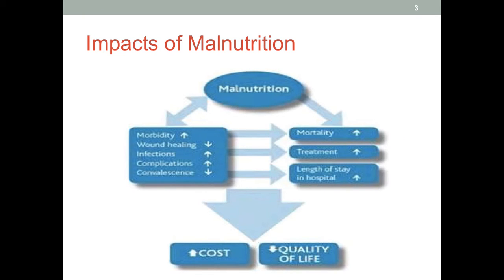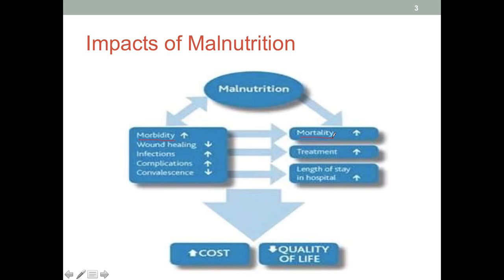So the impacts of malnutrition. This is kind of why professionals are focusing so much on malnutrition. It greatly affects many aspects of healthcare and society in general. Malnutrition is associated with increased morbidity and mortality, meaning that people who are malnourished are more likely to develop certain diseases and then be more likely to die from them as well.